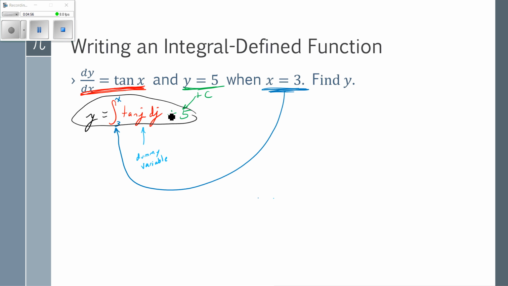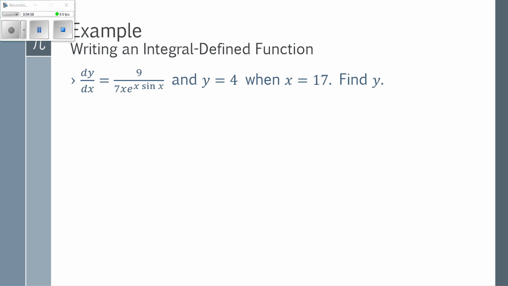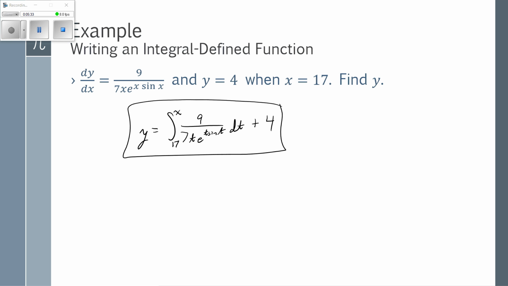This is my function. So if I have another one here, and I say, here's my derivative, 9 over 7x e to the x sine x, and y has to be 4 when x is 17, well then I need to undo the derivative, but I need a dummy variable instead of x, because the x is going to be my upper bound. Lower bound will be the x that I have to go through, and the y I have to go through is my plus c, and there is my function.